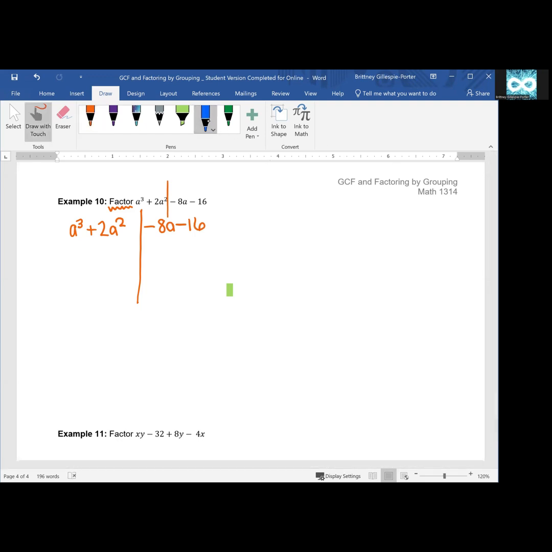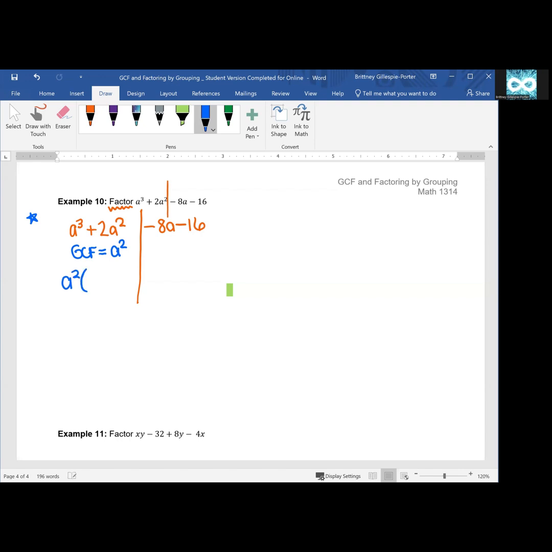Starting on the left, we need to figure out what a cubed and 2a squared have in common. Our smallest coefficient is 1, so our smallest number is 1, which is kind of boring. But they both have an a, which means that we have a GCF other than 1. We're going to take the smallest exponent, smallest number, so everybody can contribute, which is an a squared. We're going to factor that a squared out.